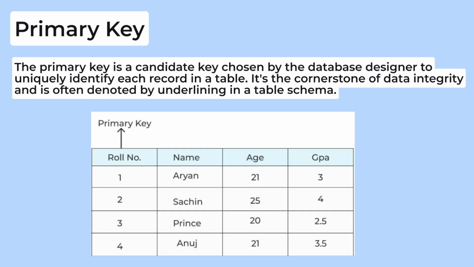Moving on to the primary key. The primary key is a candidate key chosen by the database designer to uniquely identify each record in a table. It's the cornerstone of data integrity and is often denoted by underlining in a table schema.